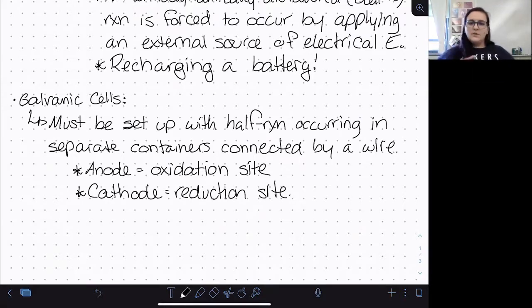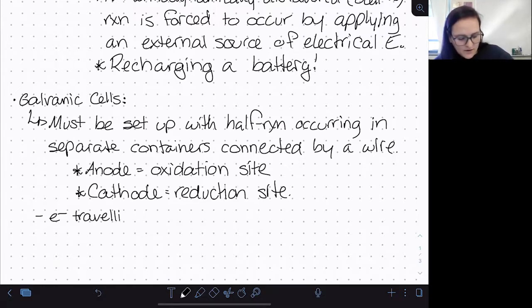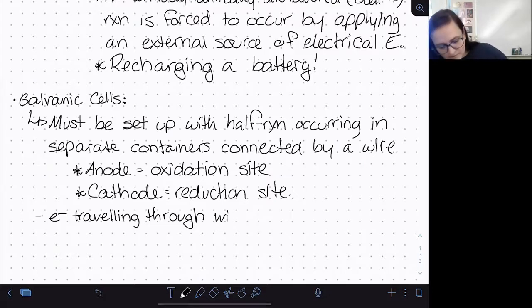And essentially what we're doing here is we're generating an electric current by making those electrons travel through the wire. So the way this is set up, oxidation occurs at the anode, electrons are lost in oxidation, electrons are lost at the anode. They have nowhere to go but to travel through this wire. And that is what generates our electric current.